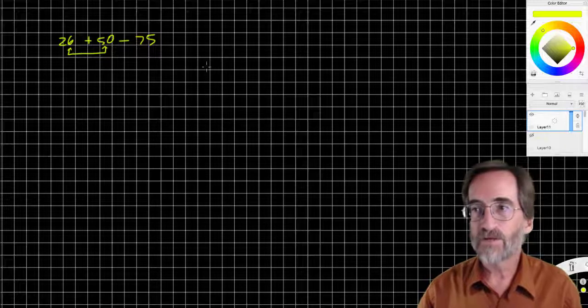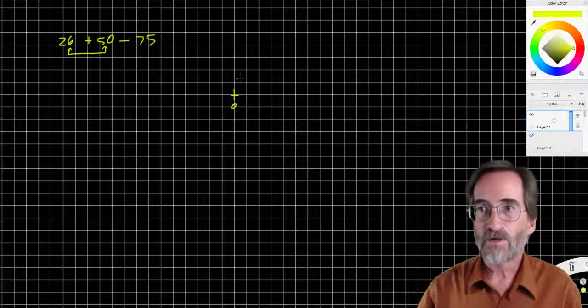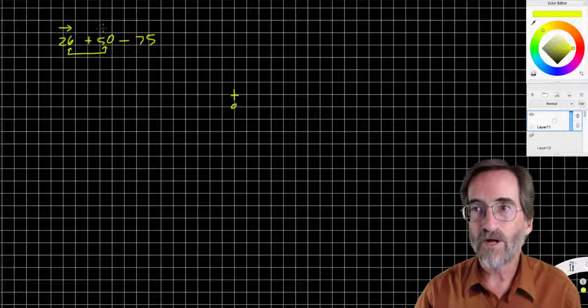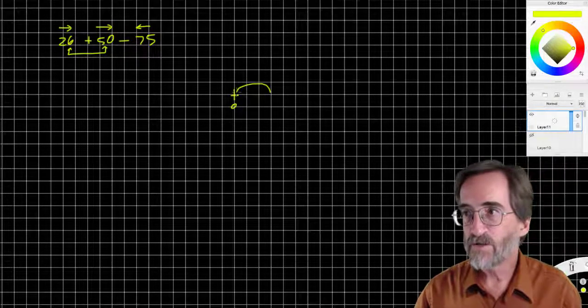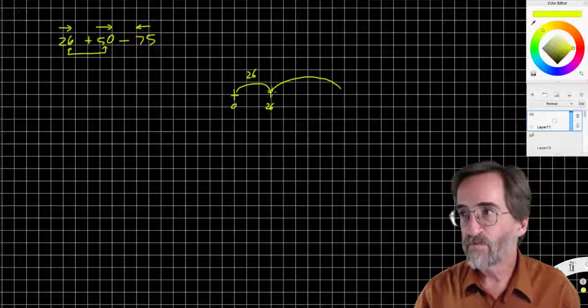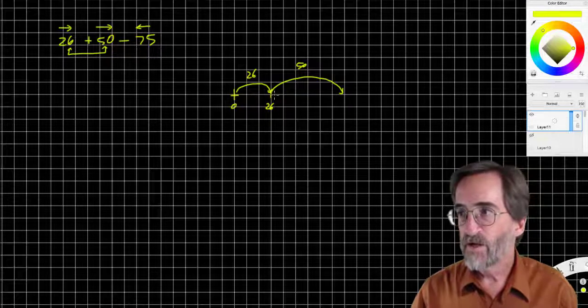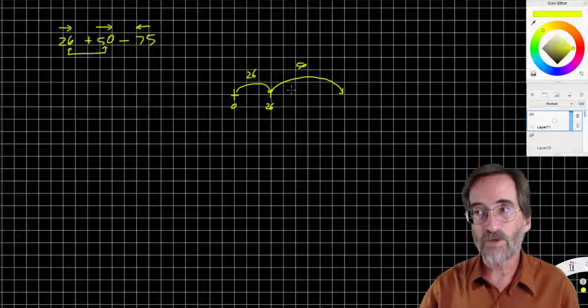And again, I'm going to consider my number line. Starting at 0, positive numbers go right. Negative numbers go left. So I'm going to hop to the right 26. And from 0, right 26 is going to take me to 26. Then I'm going to hop to the right from there 50. So that's going to be more than 26. It's going to be 50 more than 26.